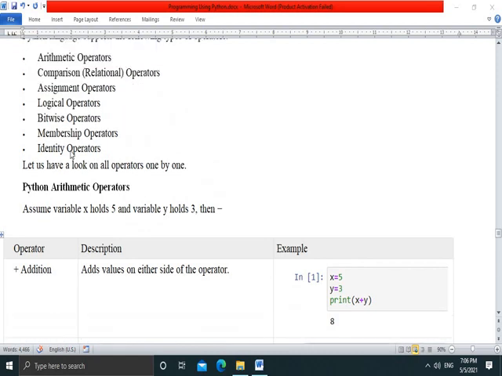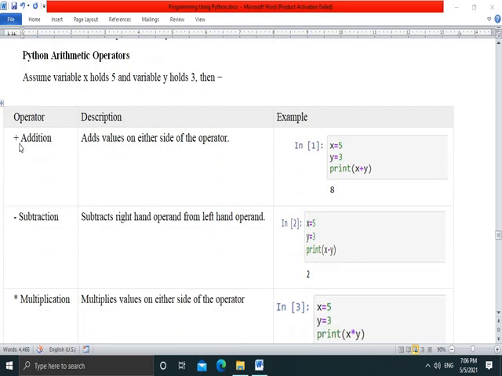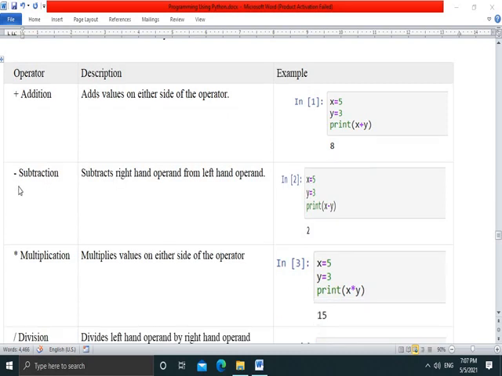Then in arithmetic operators, the first operator is plus, also called the addition operator. Plus operator adds values on either side of the operator. For example, x equal to 5, y equal to 3. Print x plus y. 5 plus 3 is 8. Next is subtraction operator. It subtracts right hand operand from left hand operand. Means 5 and 3 are the two numbers. Then x minus y gives the result as 5 minus 3, 2.